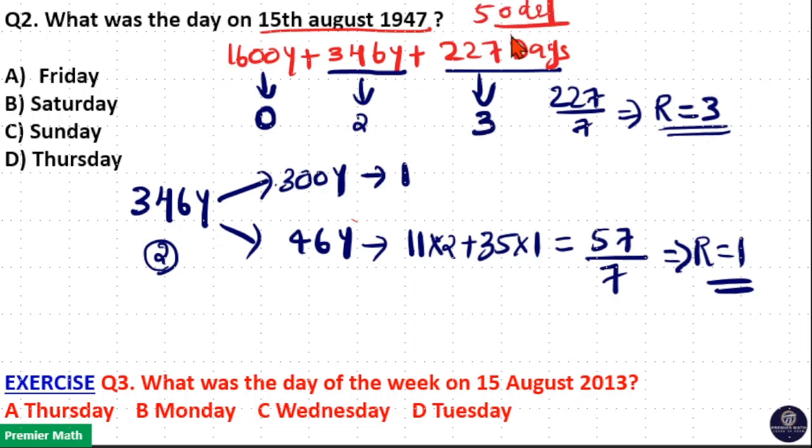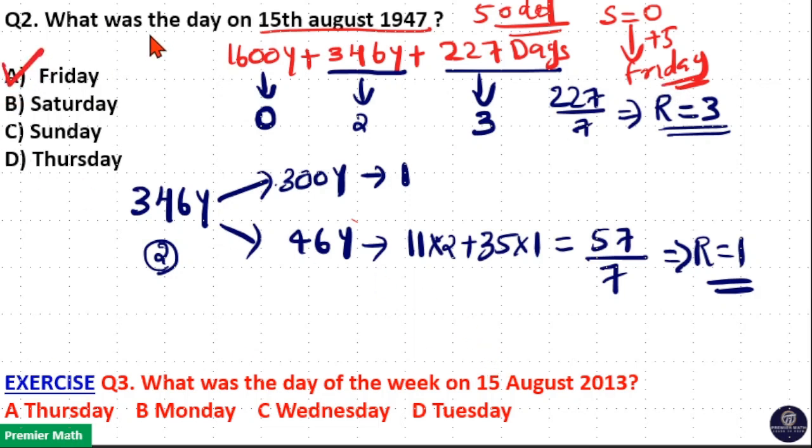And here the first day is not mentioned. Whenever the first day is not mentioned, you can take Sunday as 0. Then Sunday plus 5 will give you Friday, which means 15th August 1947 is Friday. Because here the first day is not mentioned, you take Sunday as 0. Then Sunday plus 5 will give you Friday. Option A is your answer.